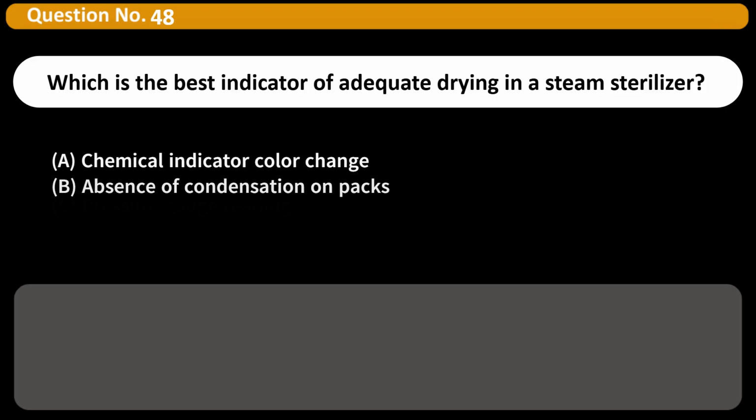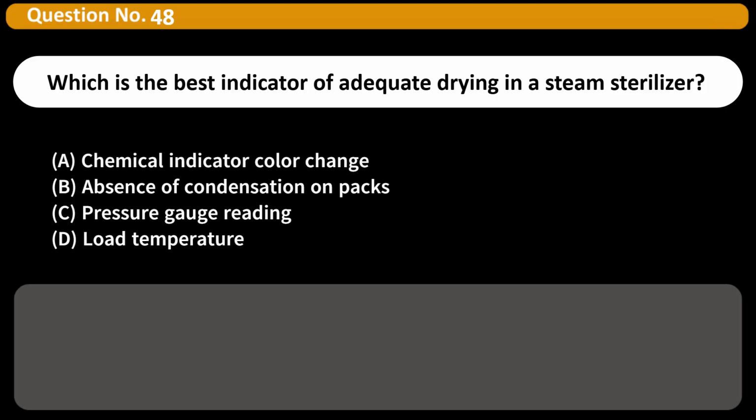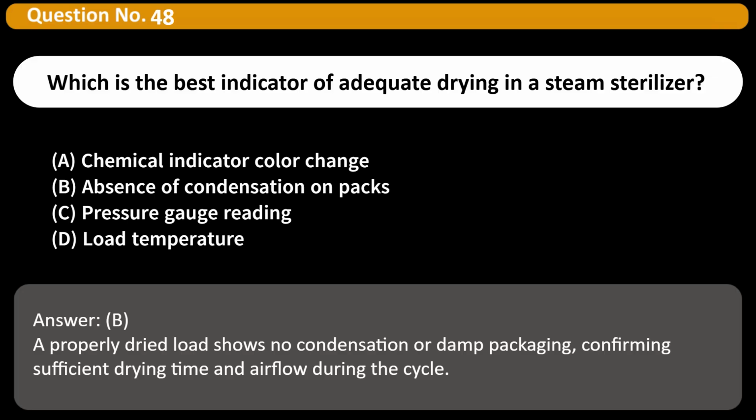Which is the best indicator of adequate drying in a steam sterilizer? A. Chemical indicator color change. B. Absence of condensation on packs. C. Pressure gauge reading. D. Load temperature. Answer B. A properly dried load shows no condensation or damp packaging, confirming sufficient drying time and airflow during the cycle.